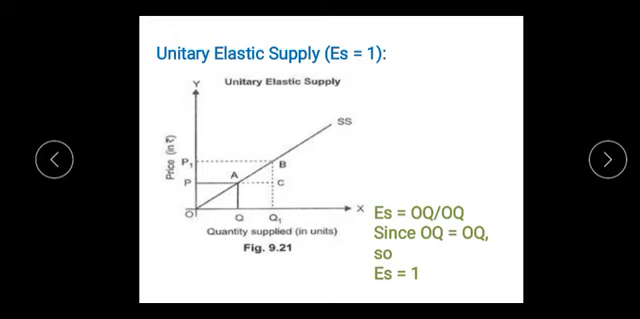That is, the intercept on the x-axis is equal to OQ and the quantity supplied at price of P is also equal to OQ. So elasticity of supply is equal to OQ divided by OQ. Since OQ is equal to OQ, elasticity of supply in case of this figure is equal to 1. Thus, dear students, a supply curve which passes through the origin has an elasticity equal to 1. That is the case when percentage change in quantity supplied is exactly equal to percentage change in price.